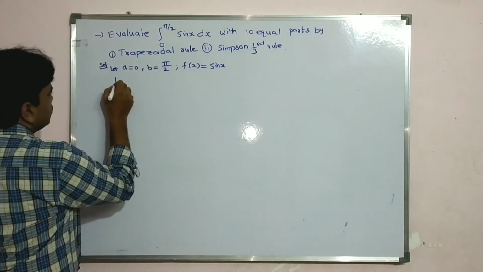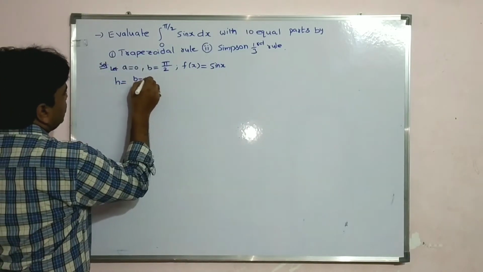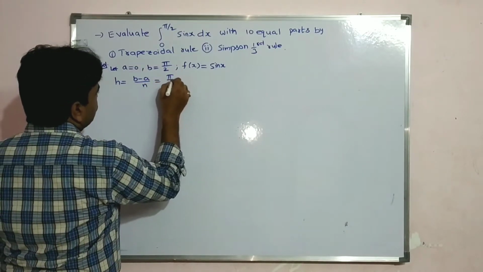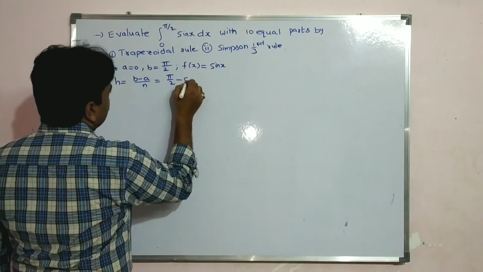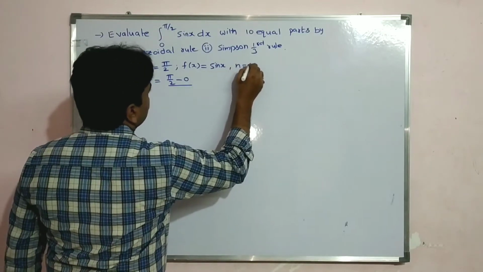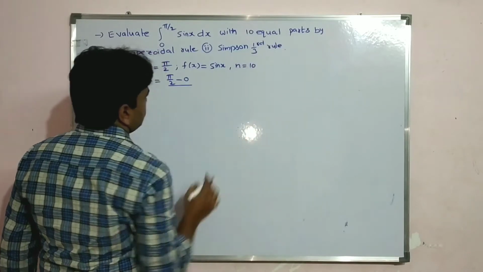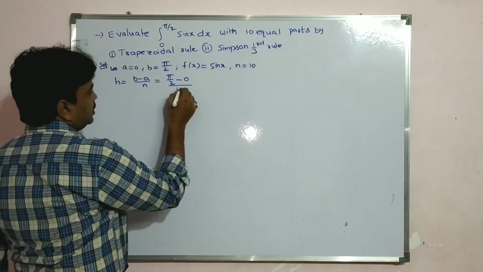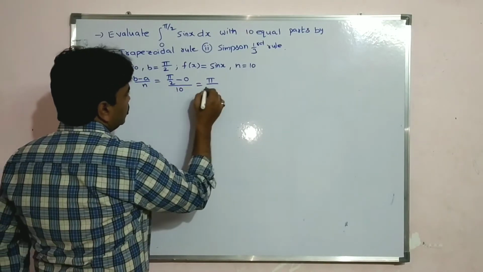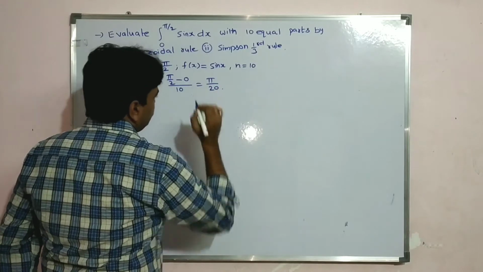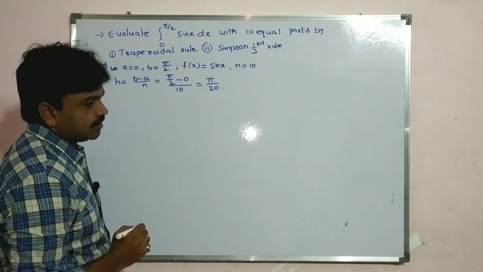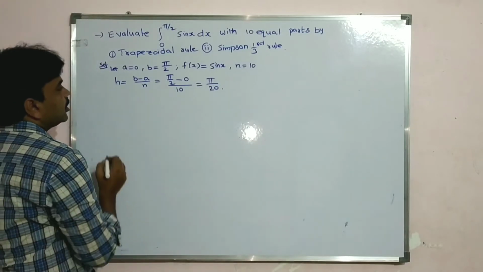Now what is h, students? The h formula is (b minus a) by n. What is b here? Pi by 2 minus a value 0, divided by the n value. What is n? He says 10 equal parts, so n is equal to 10. So (pi by 2) by 10, that is equal to pi by 2 into 10, that is 20. Now we get h is equal to pi by 20.